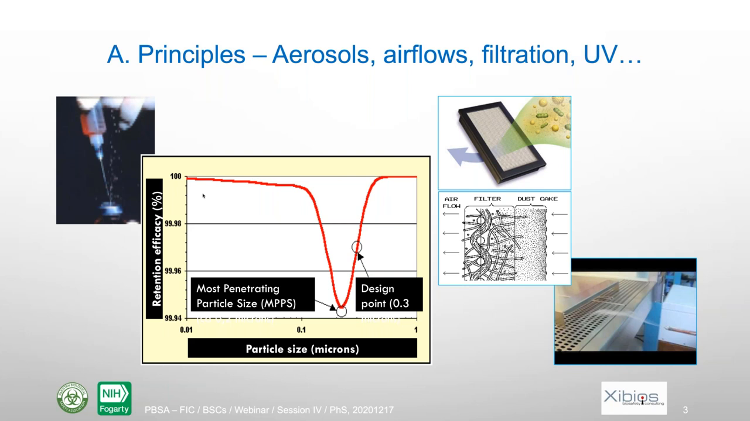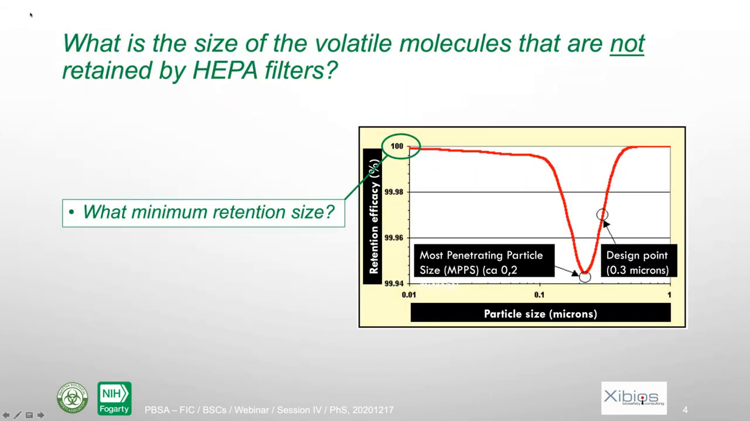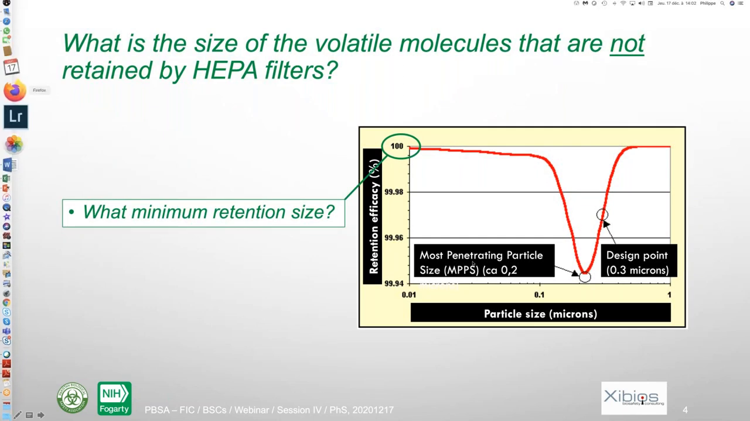That means aerosol, airflow, and UVs. So the first question is, what is the size of the volatile molecules that are not retained by HEPA filters? So now you know this curve. We have the most penetrating point, which is here, and larger particles are better retained, but also smaller particles. And you see that it's very close to 100%. So that means that very small particles are extremely well filtered by HEPA filters. But this cannot go on forever. So there is one point where it's not efficacious anymore. And I think that's the object of the question.